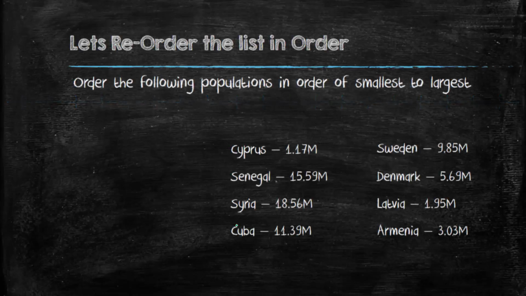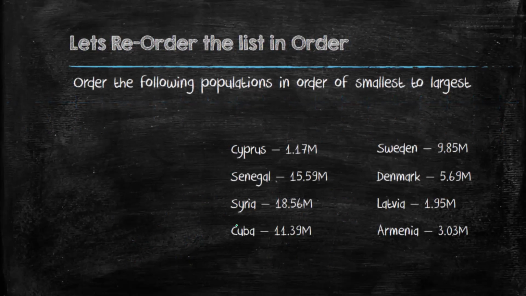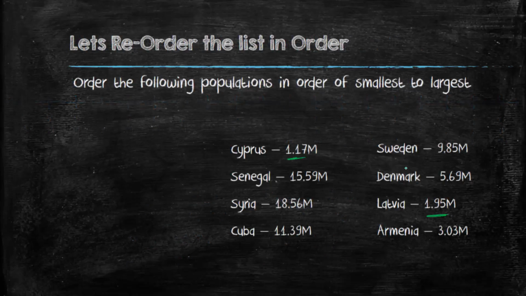Now let's try ordering these countries, right? So let's do this very simple question here. Order the following populations in order of smallest to largest, right? So here they're all mixed up, right? How would we order them? Well, we kind of did that in the previous presentation. But if we were just to do it without a number line, well, we probably know that this is the smallest, right? Because it's a 1, and so is this. These two are really close, right? Remember, they were here and here. So this is the smallest.